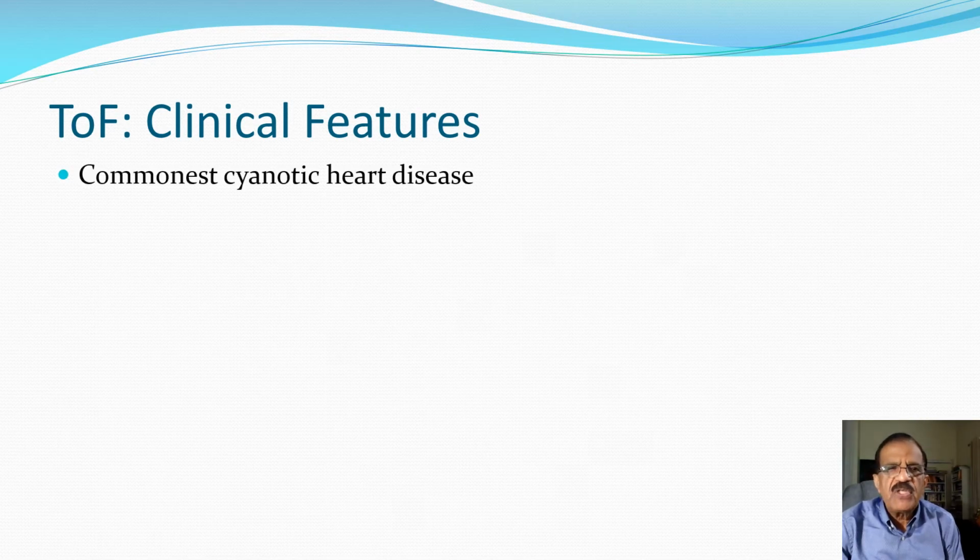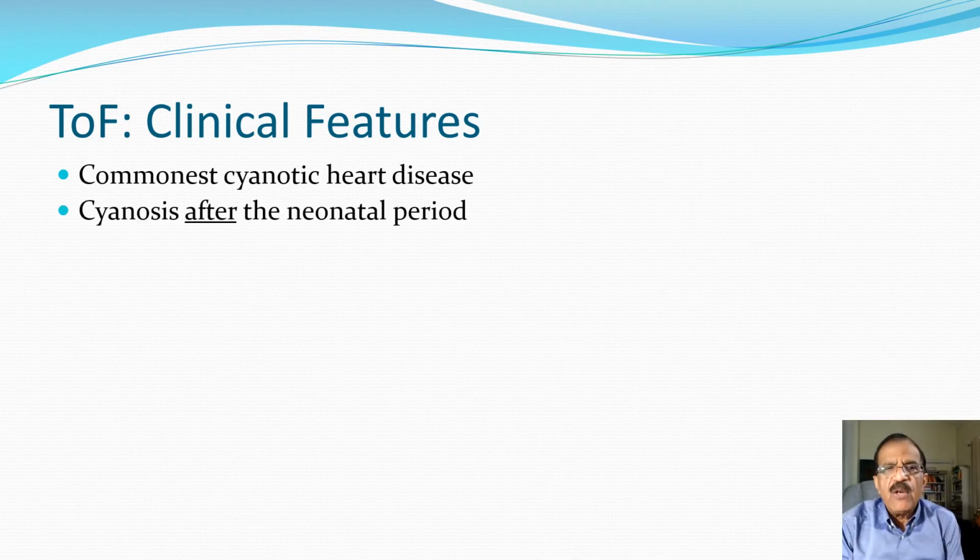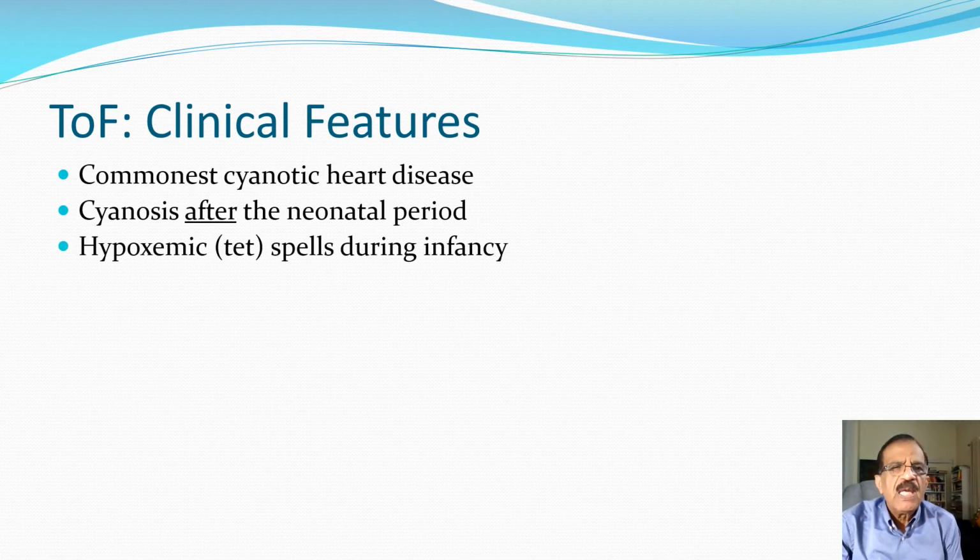What are the clinical features? It is the commonest of all the cyanotic heart diseases, at least in adults, because others would succumb to the complications at a much younger age. And cyanosis develops after the neonatal period. There is some mechanism, I personally do not understand it well, but due to some mechanism, cyanosis typically develops after the neonatal period is over. And then a child who may be minimally symptomatic but sometimes develops what are called hypoxic spells or TET spells.